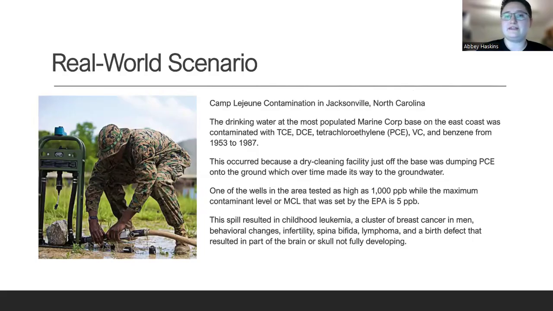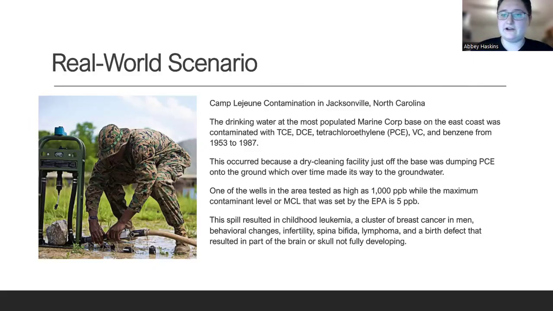And then the real world scenario that I chose was Camp Lejeune in Jacksonville, North Carolina. The drinking water at the most populated Marine Corps base on the East Coast was contaminated with TCE, DCE, tetrachloroethylene, vinyl chloride, and benzene between the years 1953 and 1987. This occurred because a dry cleaning facility just off base was dumping PCE onto the ground. And then over time, that leached into the groundwater. It was actually the dry cleaning facility that was cleaning all of the Marines' uniforms, interestingly enough.